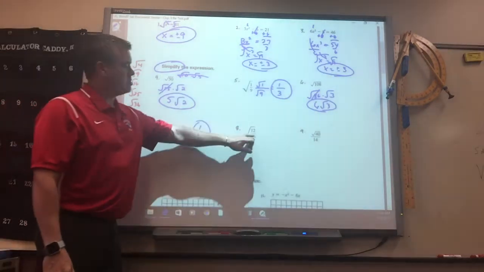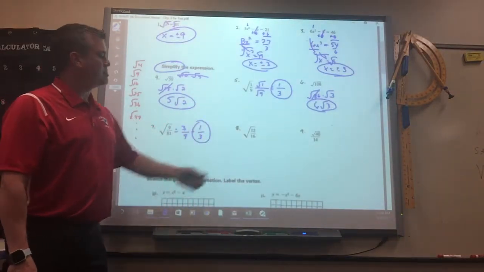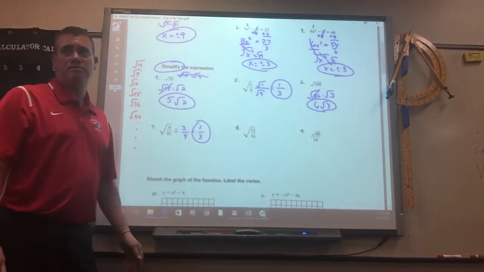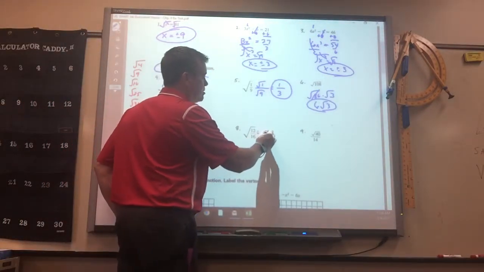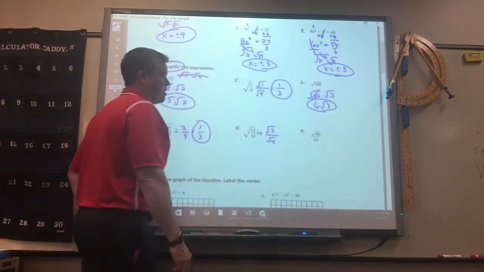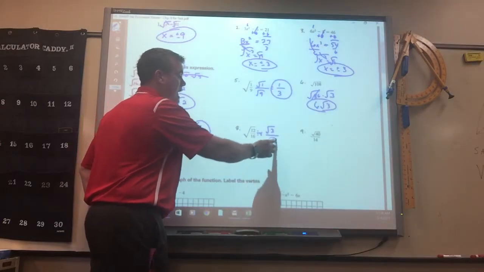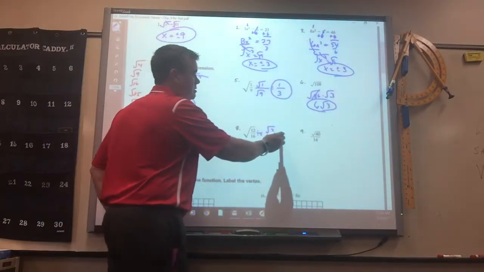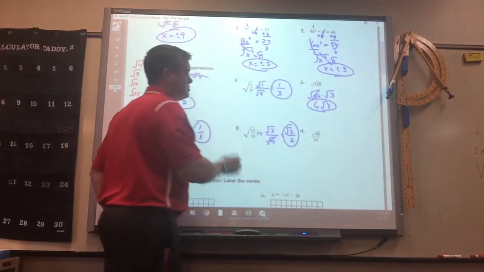Now this one, 16 is a perfect square, so you could do it that way, but it'll save you some time if you reduce it first. Because if I divide both these by 4, I get square root of 3 over square root of 4. Because I just divided this by 4 and that by 4. And then that's a perfect square. So it'd just be square root of 3 over 2.